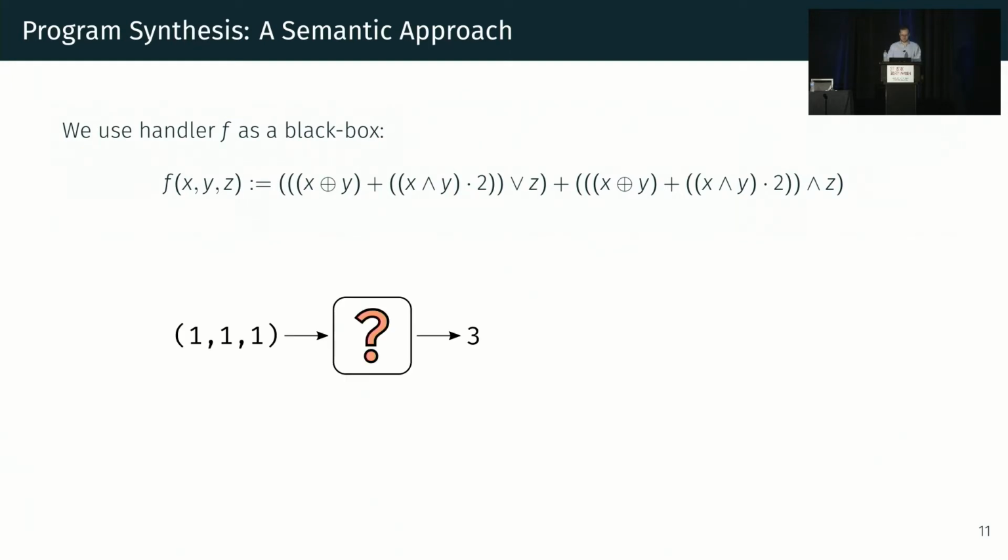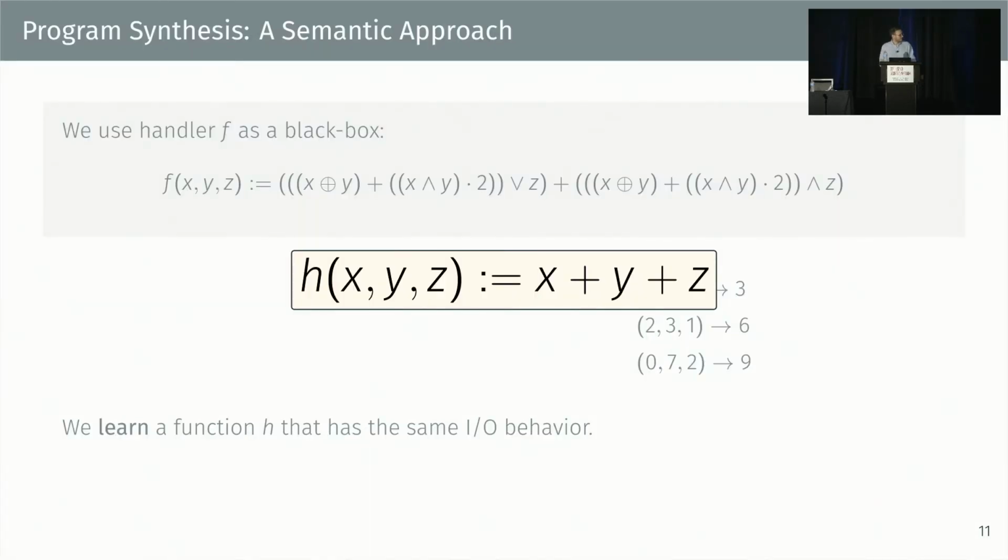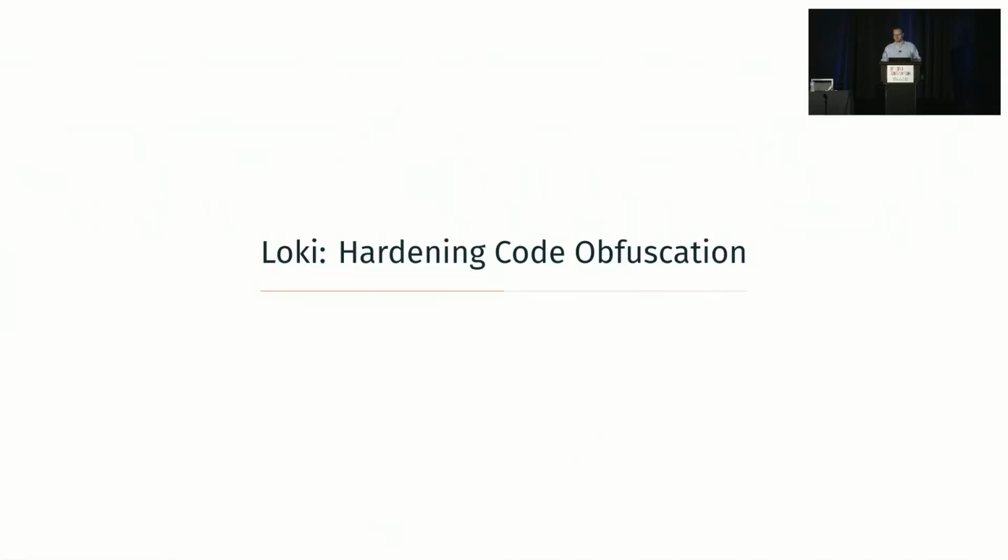So instead, what we do is we use it as a black box, we sample some inputs, and we record the output. This is called an input-output pair. We do this multiple times, recording multiple input-output samples, and then we learn a new function h that has the same input-output behavior. So the idea is, if it behaves the same on all inputs, it is the same. And as you can see, x plus y plus z is significantly more simple than our original function. Now, with these three techniques, we can simplify state-of-the-art VM obfuscation schemes.